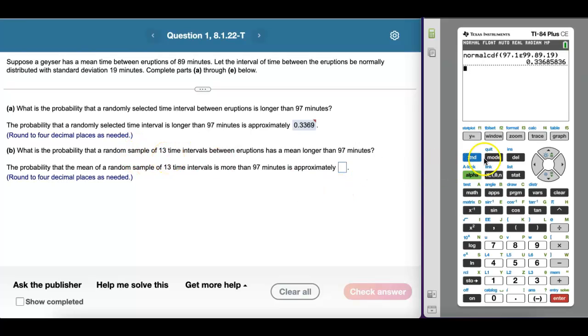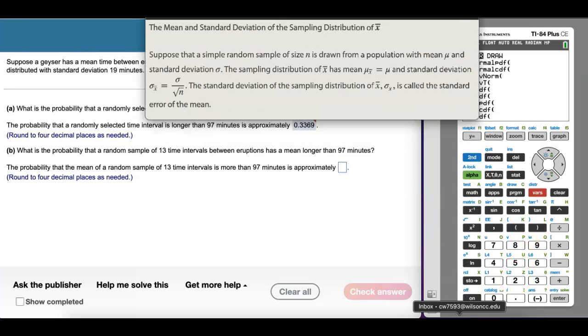The next question's a little bit different because we're looking at random samples of size 13. Notice that everything else, though, is the same. The difference that we do in our calculator is we're going to use this statement from our text. The mean of the sampling distribution of the means, or x bar, is the same. But the standard deviation is the population standard deviation divided by the square root of the sample size.